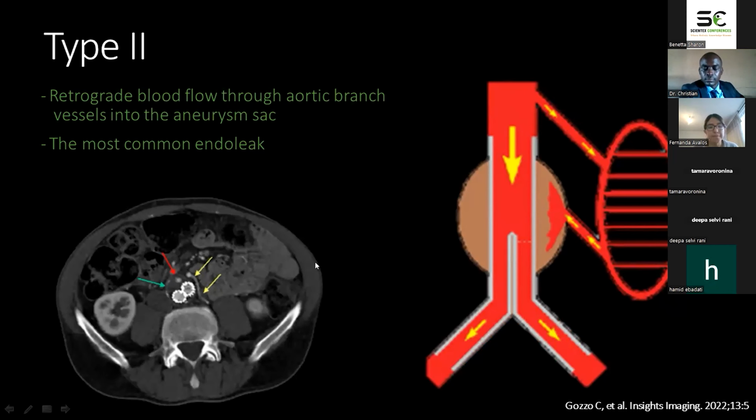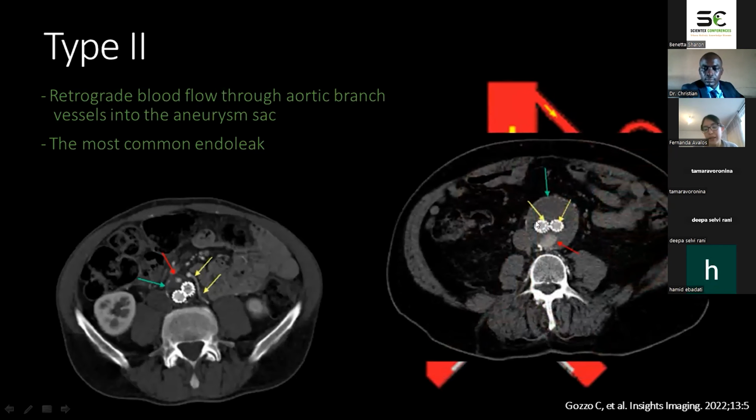And here we have blood at the aneurysm sac. We can see in this bigger CT scan our aneurysm sac, our stent. Here are the lumbar arteries, and we have blood flow inside. So this is an endoleak type 2.